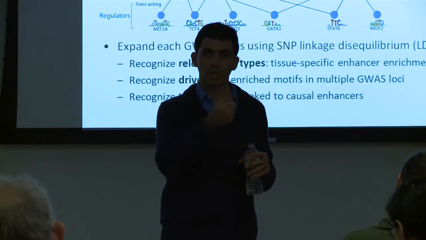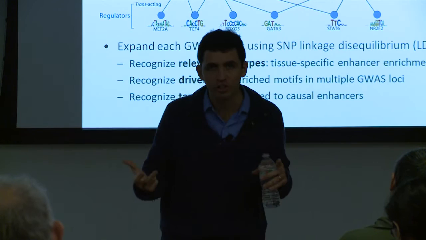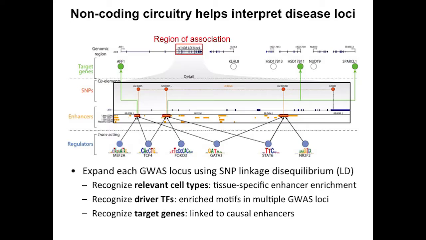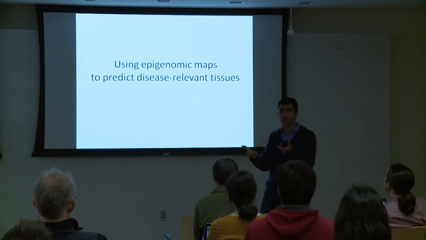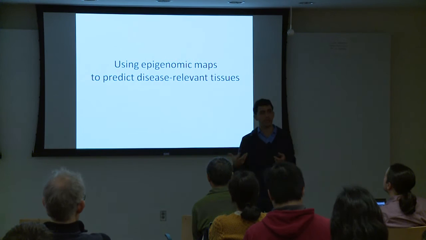So you can see that the problem is daunting. And of course, I'm not satisfied until we're done. But this is a good beginning. Let's now, instead of just putting all that information out there, let's actually start getting some insight as to biological mechanisms underlying human disease. So the first thing that we can do is actually utilize epigenomic maps to predict what are disease-relevant tissues. So that was the first problem that I mentioned earlier, that we don't even know what tissue something might be acting in. So how do we gain that understanding?